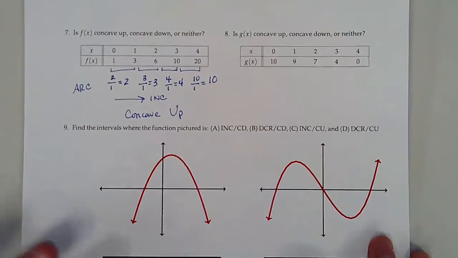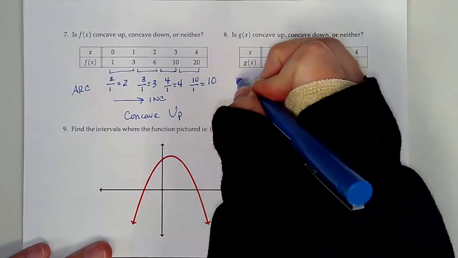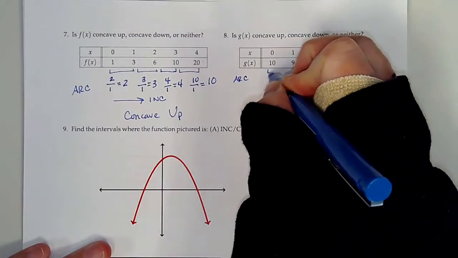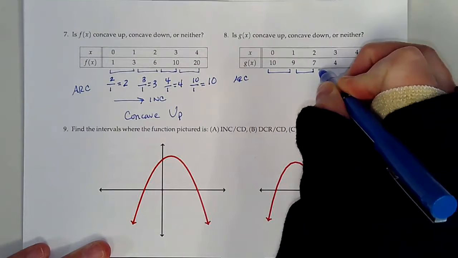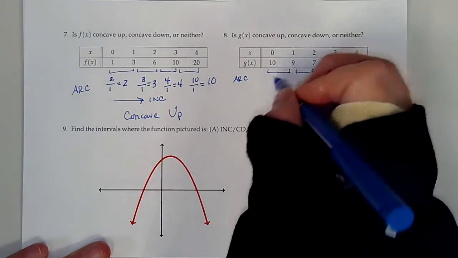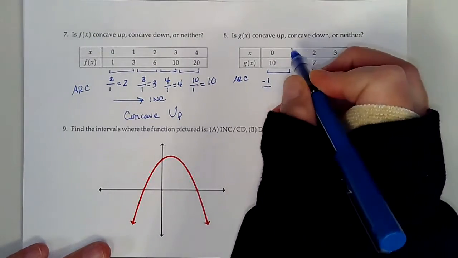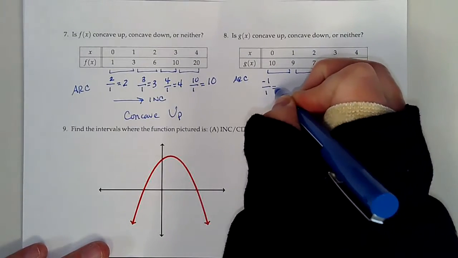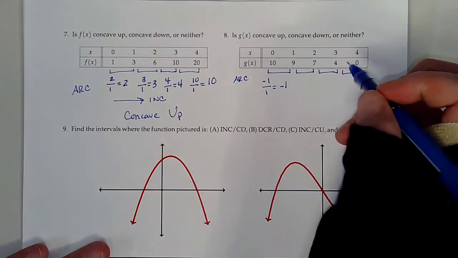Okay, and then similarly with number 8, we're going to find those average rates of change. So between 10 and 9, 9 and 7, 7 and 4, and 4 and 0. Let's see, 9 minus 10 is a negative 1, over 1 minus 0, which is 1. So I get a negative 1 here.